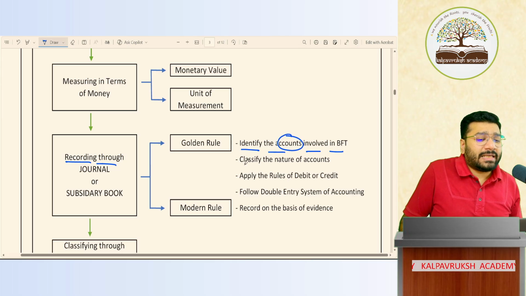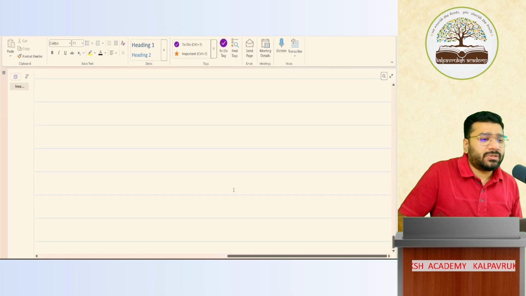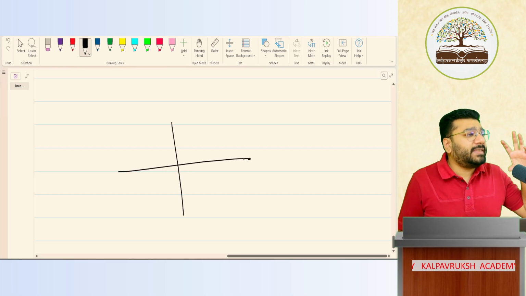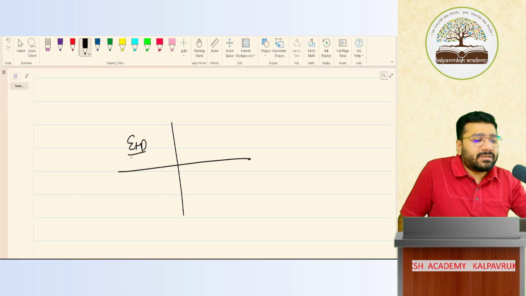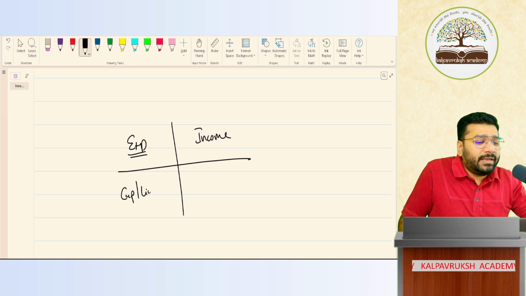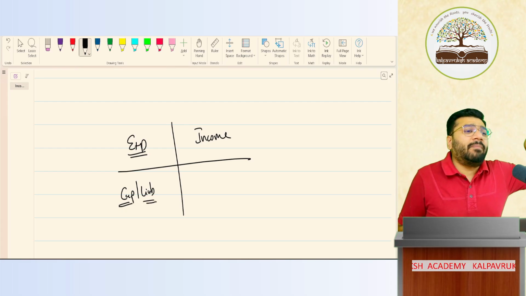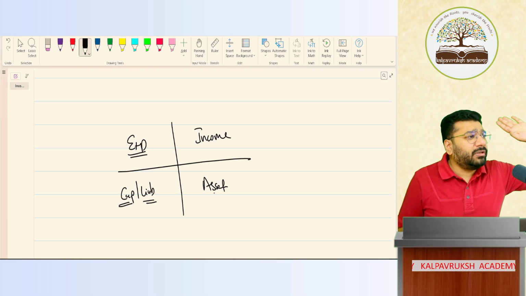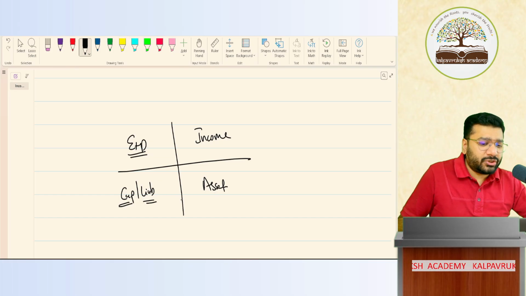These accounts you're supposed to classify based on their nature. How many broad classifications of accounts are there? Actually, it is 5, but since capital and liabilities are of the same type, I combined them together. First classification is expense. Second is income. Third is capital or liability. Capital and liability are actually separate classifications, but since the nature of both is the same, we combine them. And the last one is asset. Any account in any transaction can be classified under one of these 4 or 5 classifications.